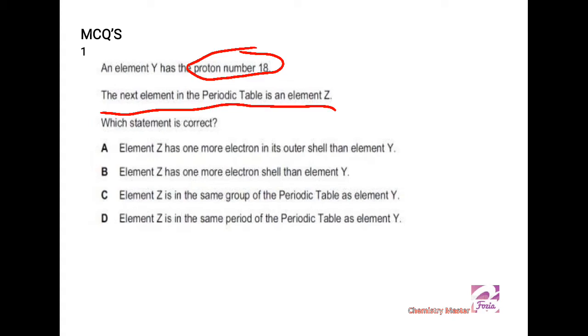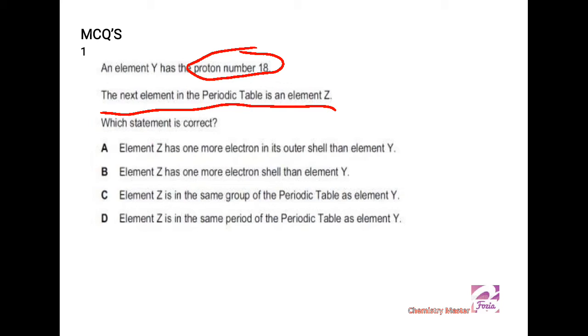Just see one thing that should be observed by each of you: when elements are placed in the periodic table, every element is placed on the basis of its atomic number or proton number. As we move in the periodic table, the atomic number increases by 1. So we have to remember this point. Now what is informed here: element Y has a proton number 18 and the next following element which is coming after Y is the element Z. Now the question part is which statement is correct.